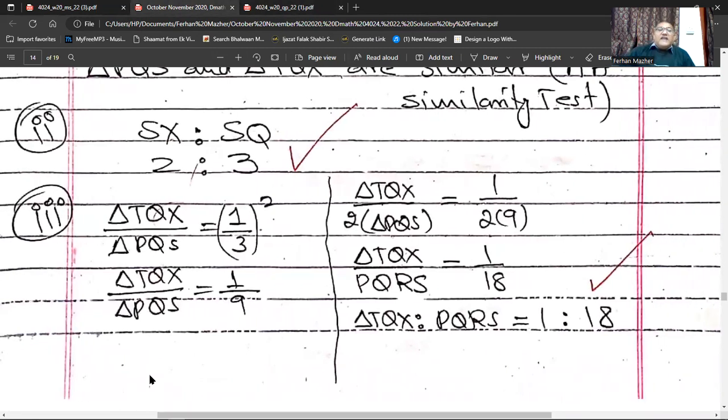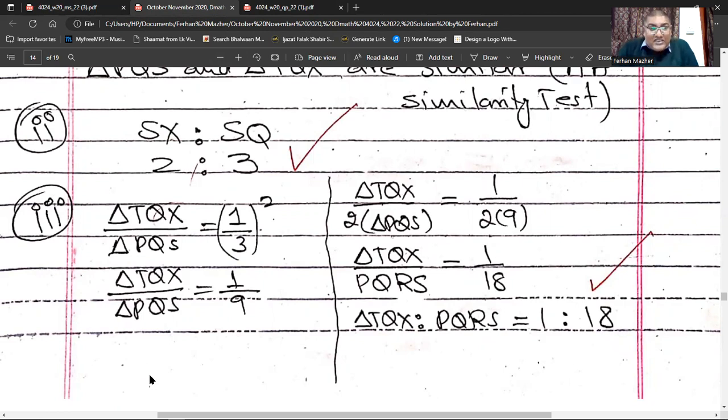So the triangle TQX and the triangle PQS are similar to each other. And the ratio of their areas will be equal to the square of the ratio of the sides. The TQX side is 1, the PQS side is 3. So 1 by 3, the whole squared. So the triangle TQX is equal to 1, and the triangle PQS ratio will be 9. The area ratio will be 9.